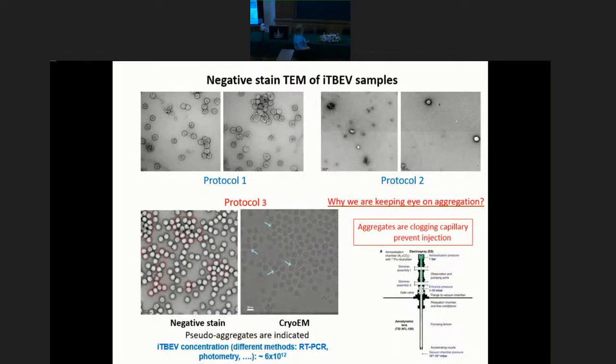If you look at the upper part of the slide, the sample from protocol 1 was not looking good. It had low sample concentration, so we discarded this one. The sample after protocol 2 was a bit better, but we saw some aggregation of broken particles, and protocol 3 looked much better. But if you look at this image, you can see some pseudo-aggregates indicated by these red lines.